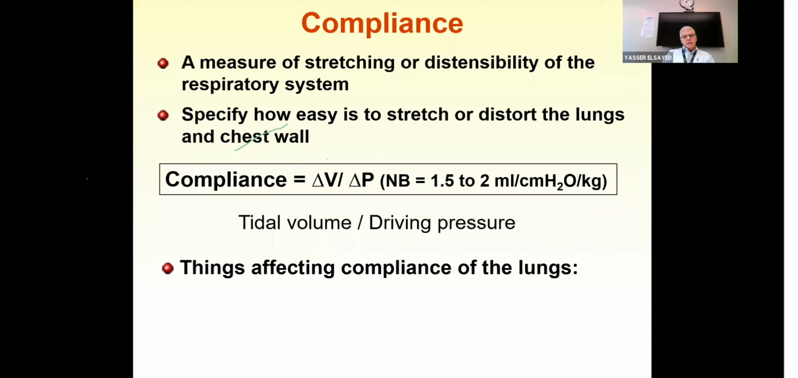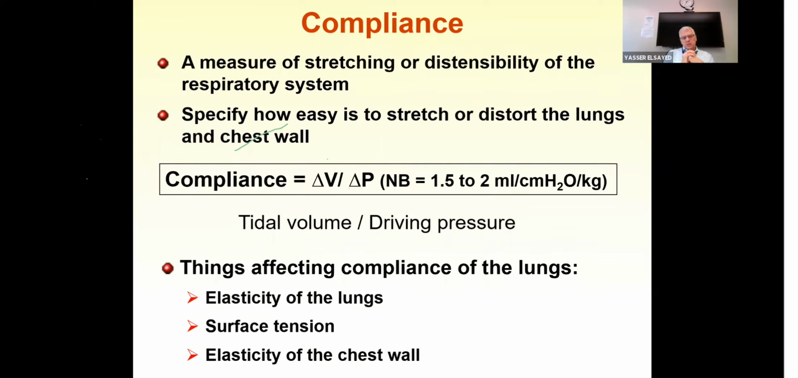Now, there are things that we know affect compliance of the lungs. The most important things that affect the compliance of the lungs are first, the elasticity of the lungs. Second, the surface tension. And third, the elasticity of the chest wall. So, as we know, in premature babies, as we explained before, elasticity of the lungs is usually okay, it's normal. The surface tension, if you have enough surfactant, is also not a problem, but becomes a significant issue when you don't have surfactant, because surfactant is the only way we have to decrease the surface tension in the lungs.